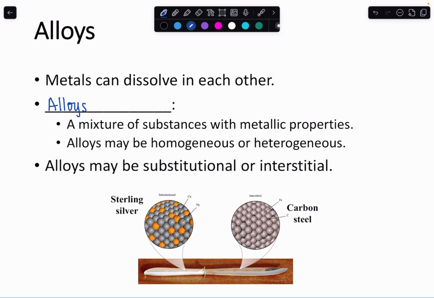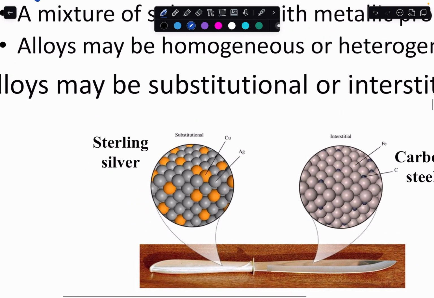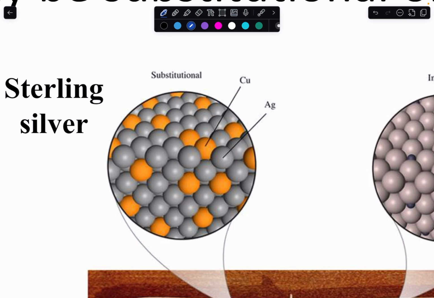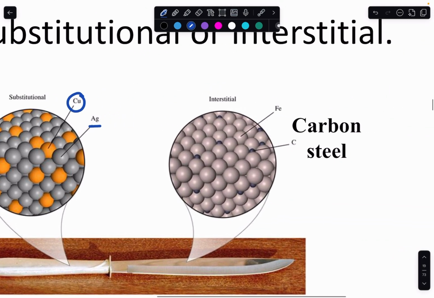They can be homogeneous or heterogeneous. They can be substitutional or interstitial. Sterling silver is an example of a substitutional alloy. If you look at the way these atoms are arranged, the copper has substituted for a location where silver could be. So a silver could be right there, but the copper has taken that place. So it's substituted. The other type is interstitial.